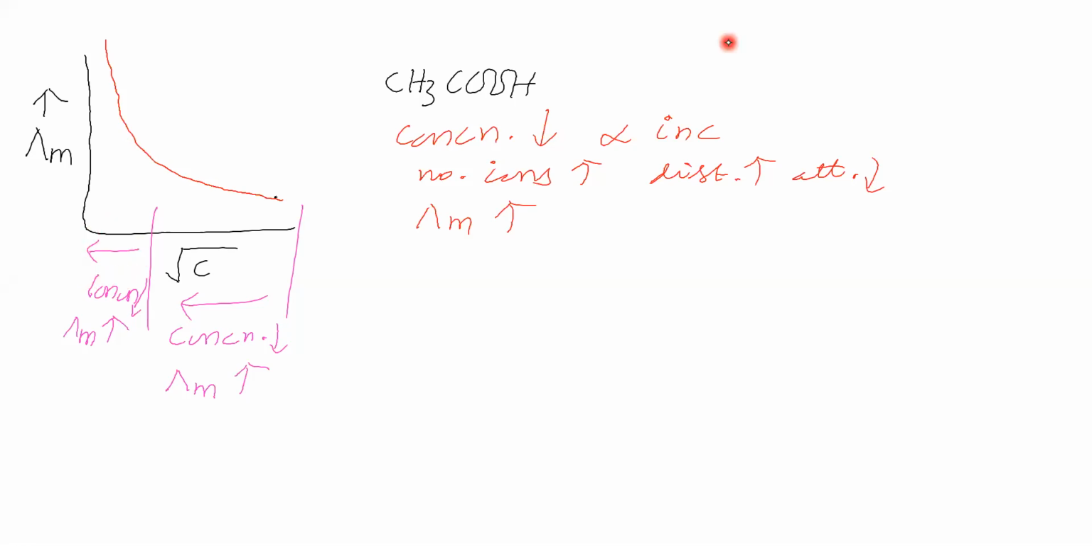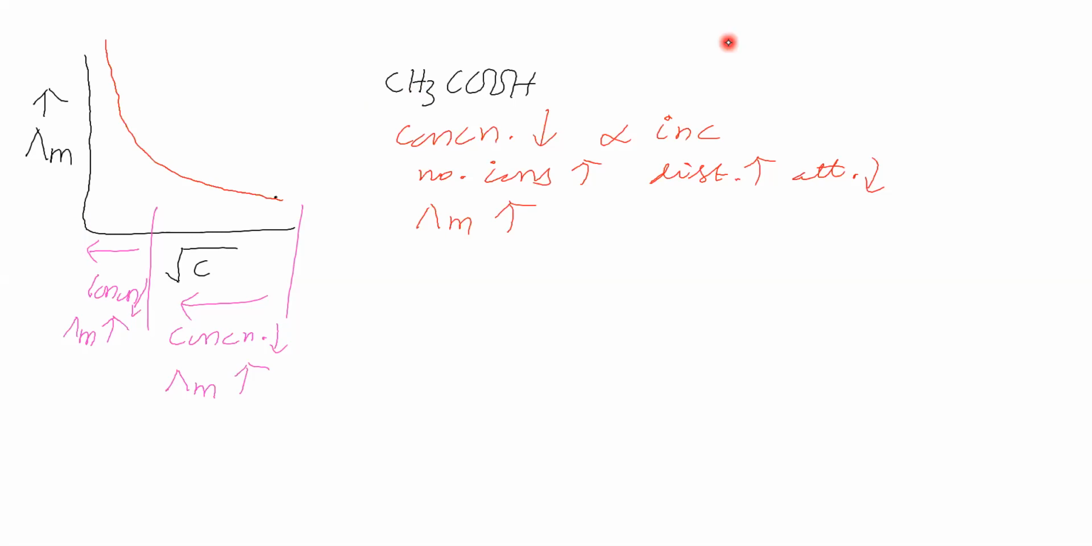So when concentration attains 0, we can say alpha attains 1. Alpha attains 1 means complete dissociation, though it is a weak electrolyte. So though the electrolyte is weak, alpha becomes 1. That means complete dissociation, complete ionization, when the concentration approaches 0.